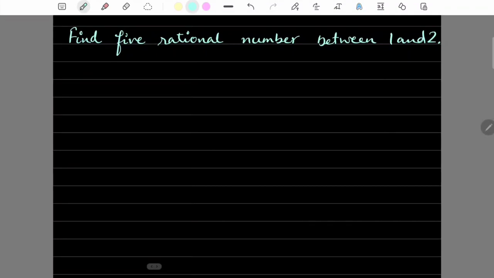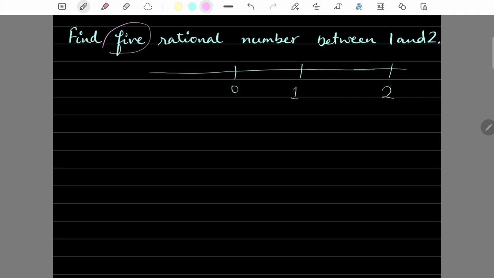Now in the next one, let's find 5 rational numbers between 1 and 2. If I draw a number line, let us suppose that's 0, that is 1, and that is 2. We have to find five rational numbers between 1 and 2, which means we are not considering 1 and 2. I know that between 1 and 2 is going to be 3 over 2.